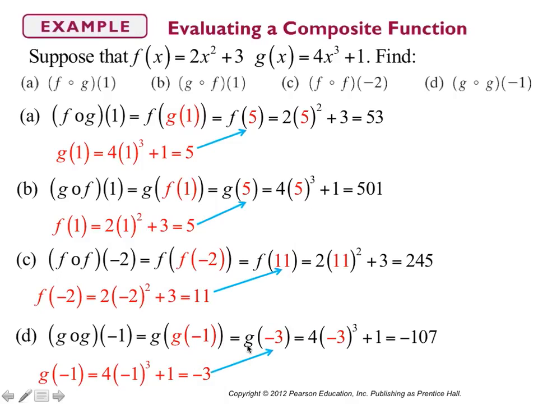And then what we do is we find g of negative 3, which was our answer from the previous part. So for g of negative 3, we're going to take 4 times negative 3 cubed plus 1. And again, if we follow order of operations, we should get negative 107 for that one.